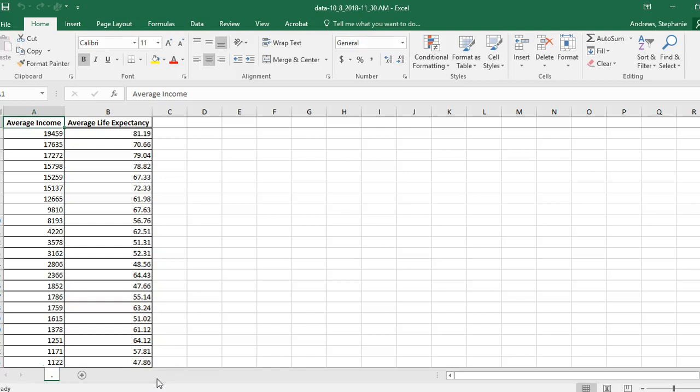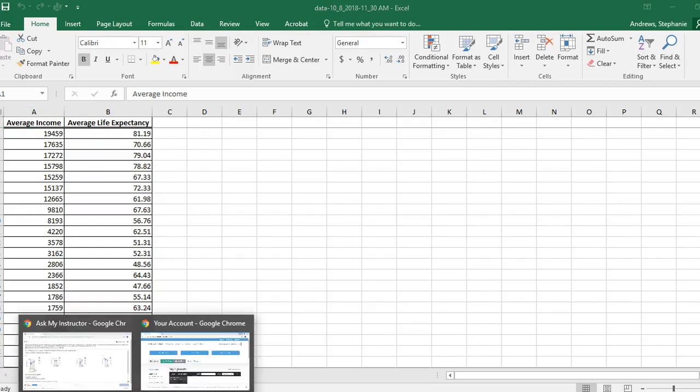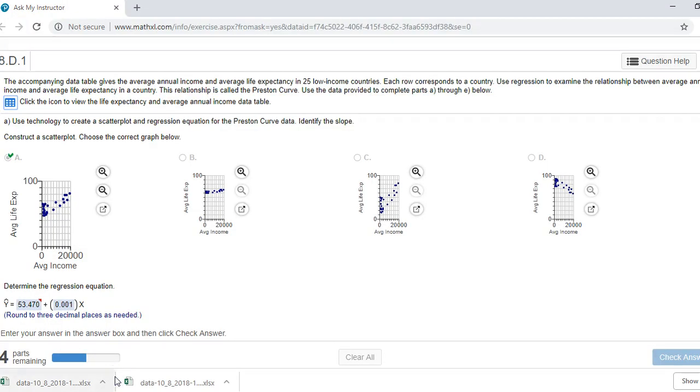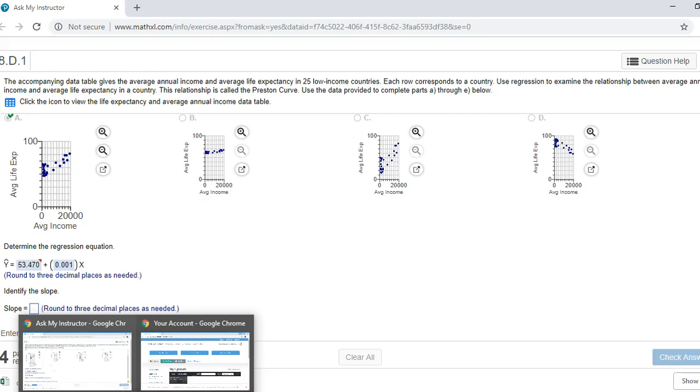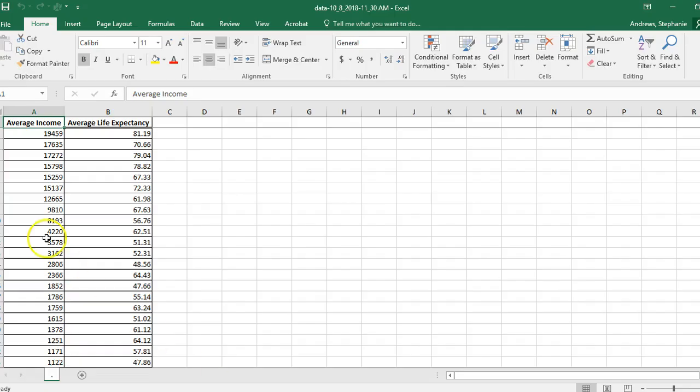It comes up in Excel. When I go back to what the question is asking, first part is, let me scroll up just a little bit. Determine the regression equation, round to 3 decimal places, identify the slope. And so that's all I can see so far on this question. So to get to the slope, I'm going to go back to the Excel.